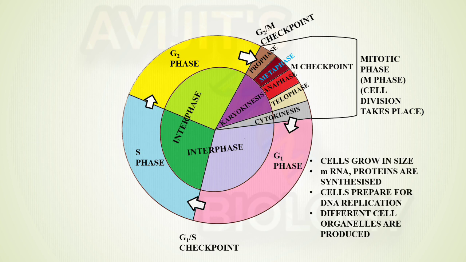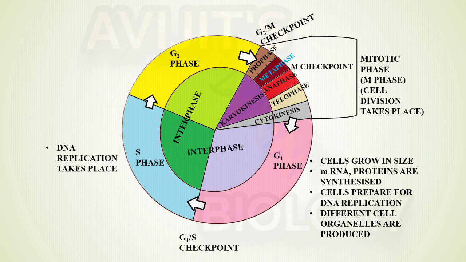Now let's see what occurs in the G1 phase. First of all, the cells grow in size. The cells become larger. mRNA and proteins are synthesized. Then cells prepare for DNA replication and different cell organelles are also produced. As it is the first gap between the previous mitotic cell division and the new DNA synthesis or DNA replication, it is known as the gap 1 phase. And also cells are growing in size after the mitotic cell division for the first time, so it is known as the growth 1 phase.